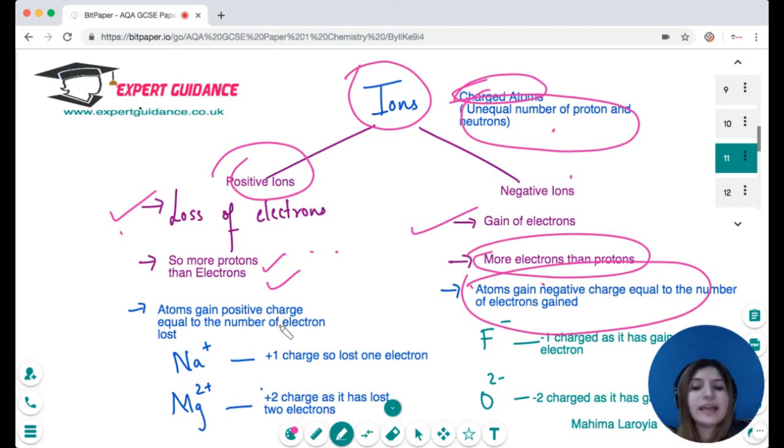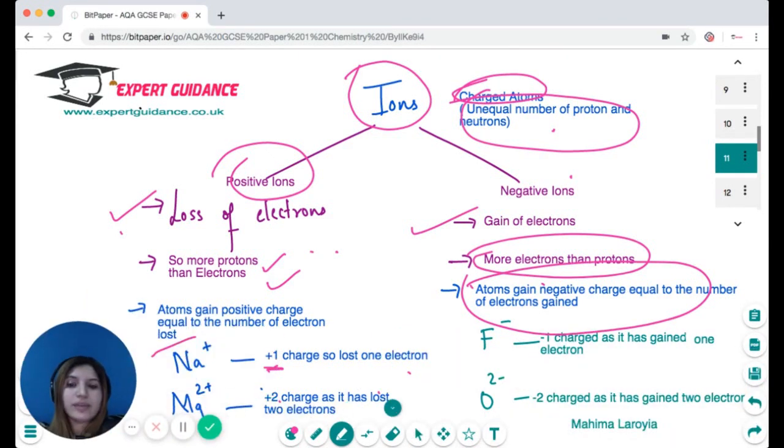Okay, now how do you decide the charge? The charge depends on how many electrons are gained or lost. So if sodium has lost 1 electron, it will get a +1 charge. If magnesium loses 2 electrons, it will get a +2 charge. In a similar way, if fluorine gains 1 electron, it becomes -1 charge. And if oxygen gains 2 electrons, it will become -2 charge.